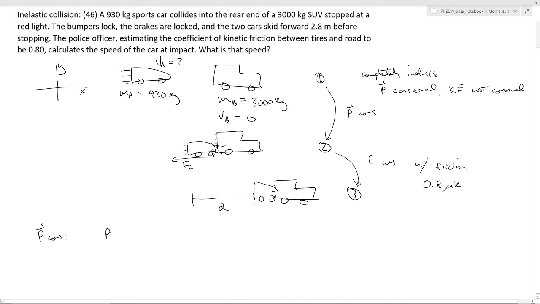We know that the momentum at 1 is going to have to equal the momentum at 2. So what will that look like? It'll be MA VA equal to MA plus MB times, why don't we call this velocity of the combination VA plus B? In other words, after they've collided together, we're going to be calling their speed VA plus B. Let's call this equation 1. So this is the first thing that we know.